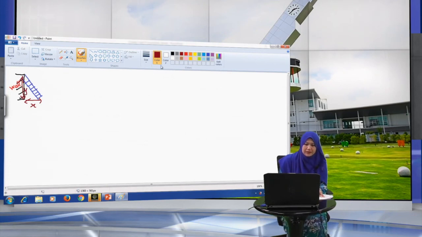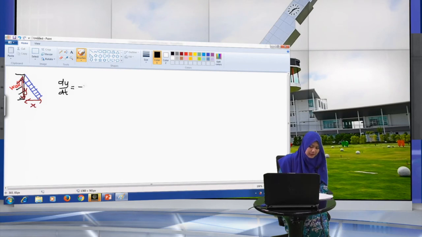So 4 meters per minute is how the ladder slides down the wall. So dy/dt is given as minus 4 meters per minute. Why do we have negative here? Because the distance is decreasing. The length of y is decreasing.